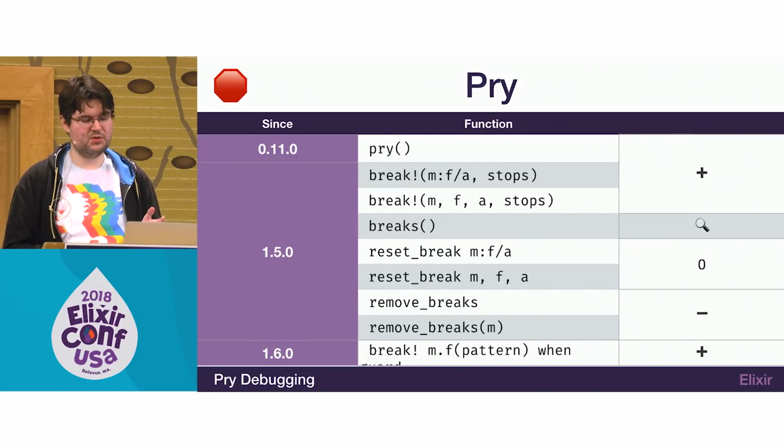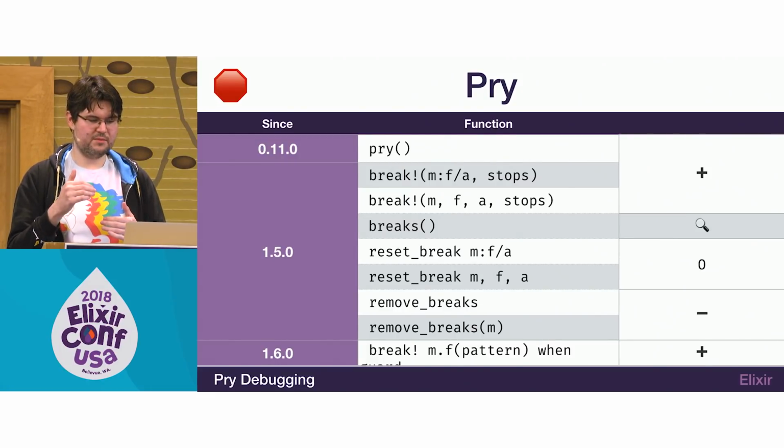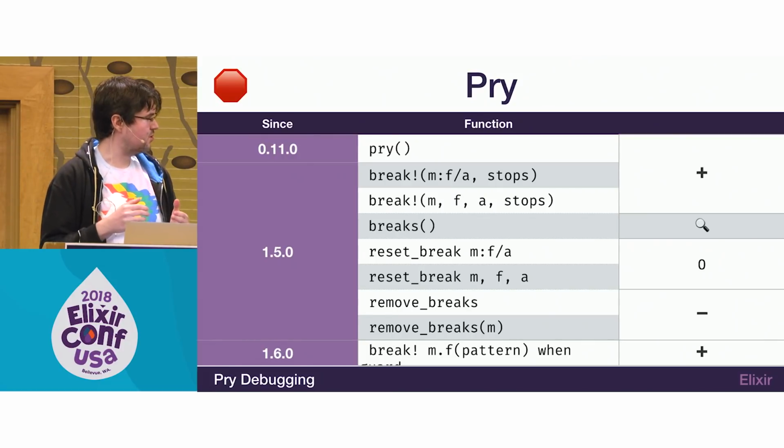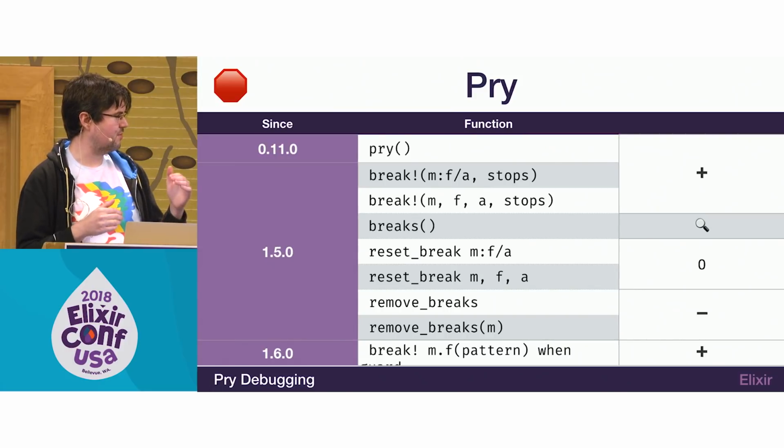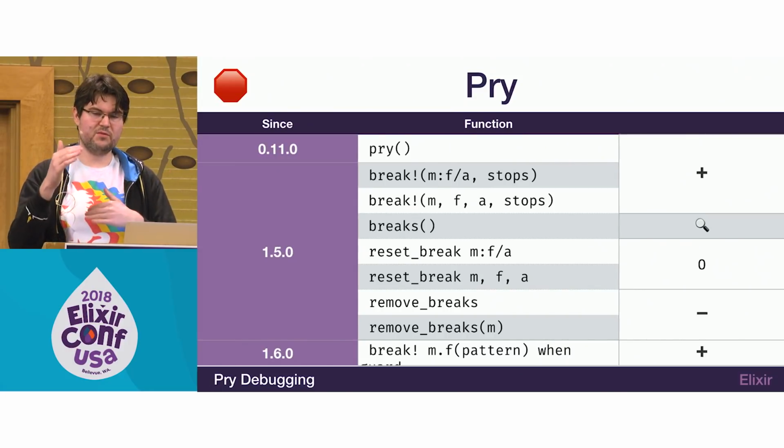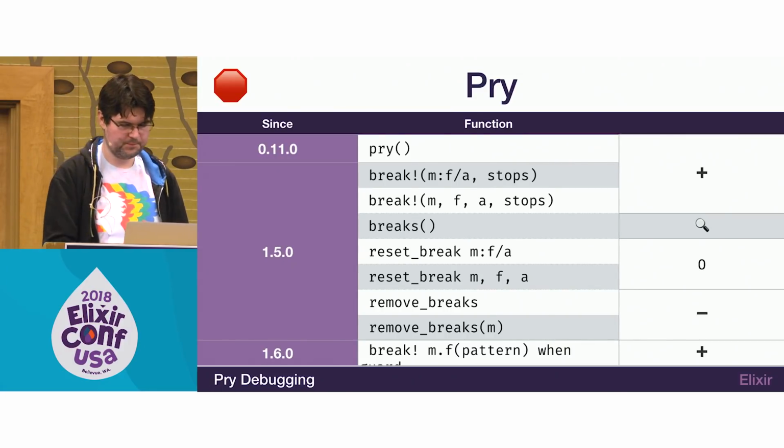1.6 added the ability to narrow the break call to a specific pattern. So you can do a pattern for the module, function, arity, and that way if you have a multi-clause function, you can target it.